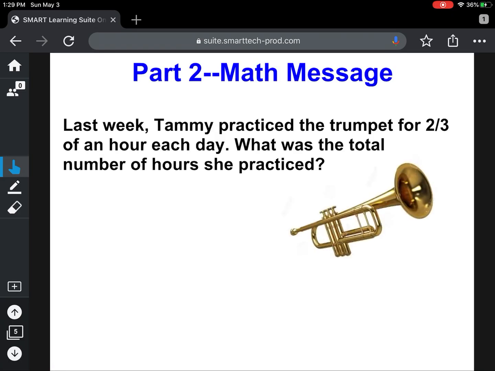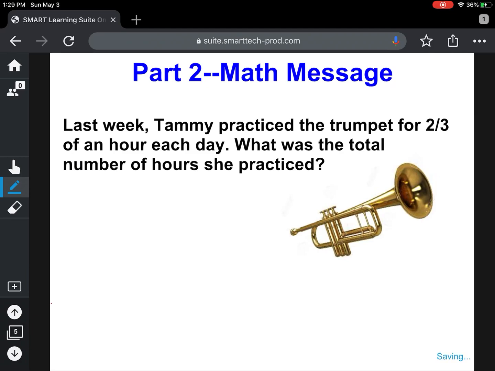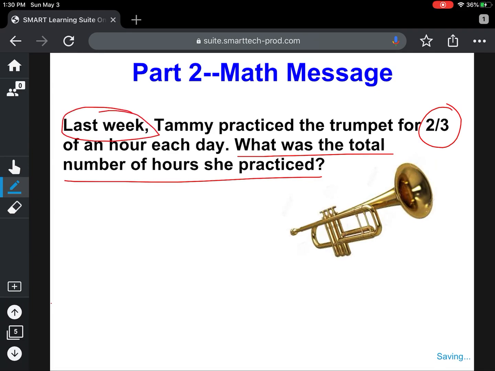Now let's move on to the math message for this lesson. The story says, last week, Tammy practiced the trumpet for 2/3 of an hour each day. What was the total number of hours that she practiced? You're going to solve this one on your own, but I'm going to give you some pointers to get you started. So we know that Tammy practiced her trumpet for 2/3 of an hour each day, so less than an hour each day. You need to find out what was the total number of hours that she practiced last week.